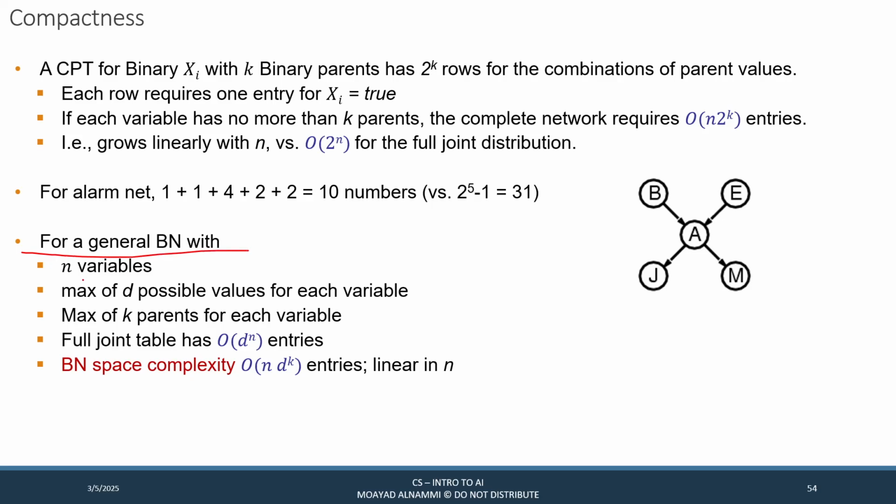So for a general BN, if you have n variables with d possible values for each variable, and every variable can only have k parents, the full joint requires d to the power of n, whereas the Bayesian network requires n times d to the power of k entries, right? These are the space complexities. And so this is linear in n.